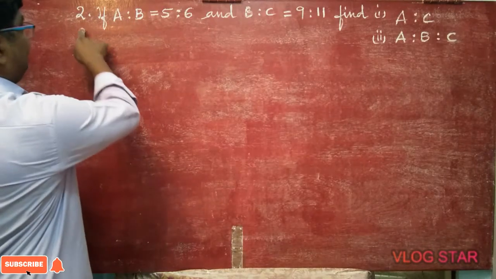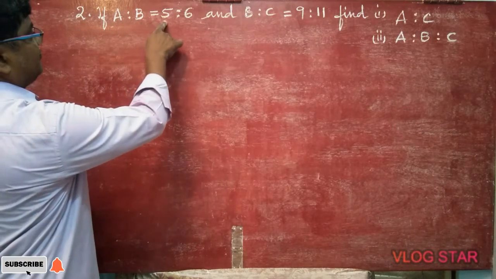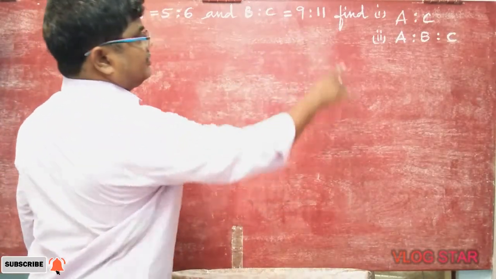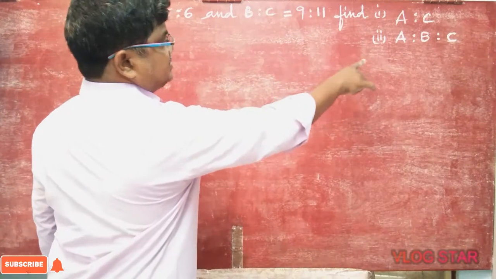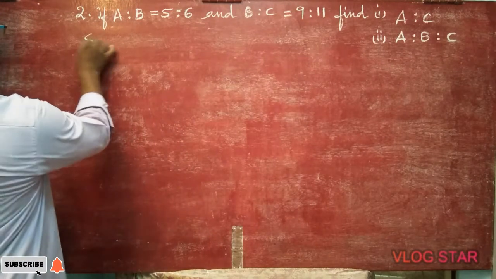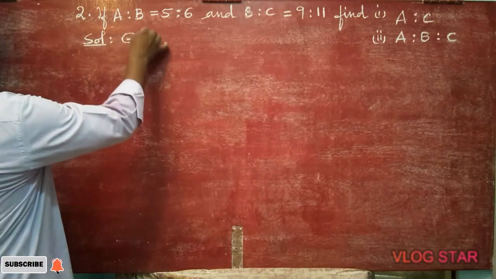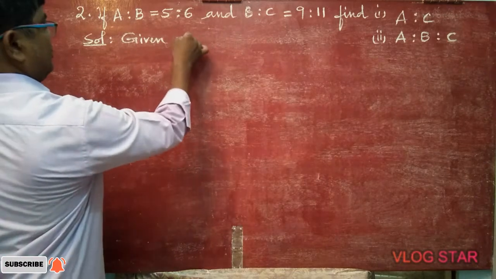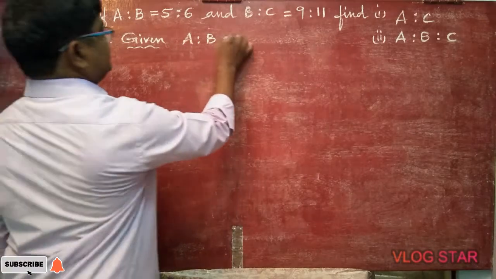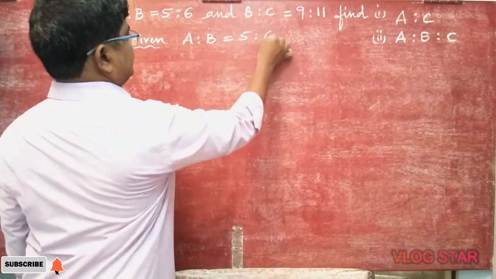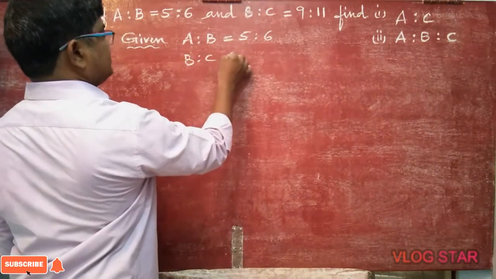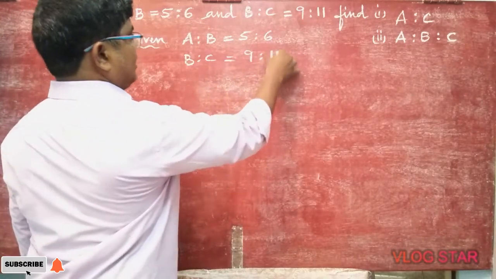Second problem. If A is to B is equal to 5 is to 6 and B is to C is equal to 9 is to 11, find first bit, A is to C, second bit, A is to B is to C. Now solution, what is given? A is to B is equal to 5 is to 6. And B is to C is equal to 9 is to 11.